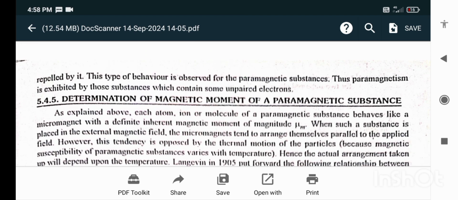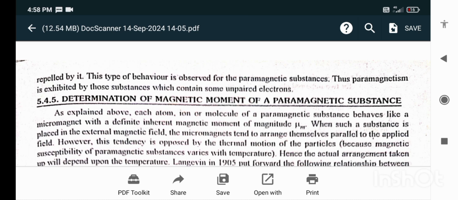This type of behavior is observed for paramagnetic substances. Thus, paramagnetism is exhibited by those substances which contain some unpaired electrons. Determination of magnetic moment for a paramagnetic substance. As explained above, each atom, ion, or molecule of a paramagnetic substance behaves like a micromagnet with a definite inherent magnetic moment of magnitude μm.